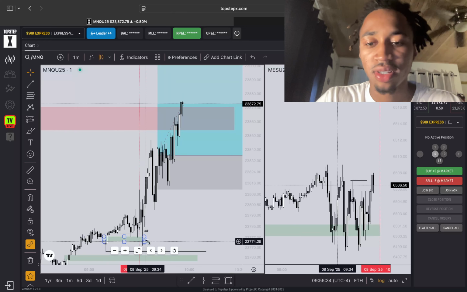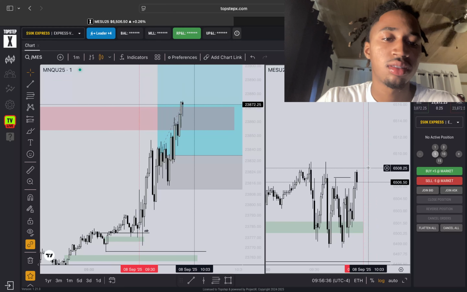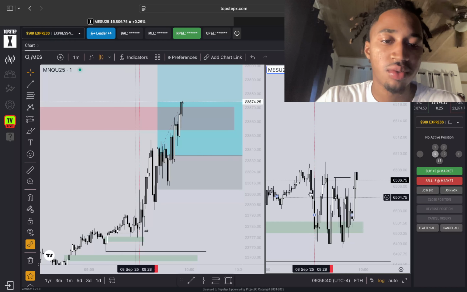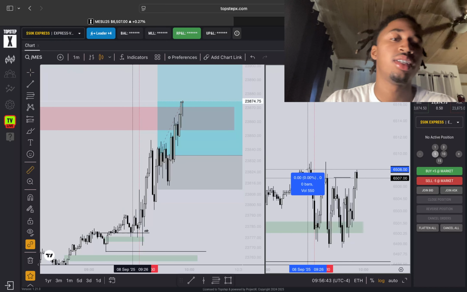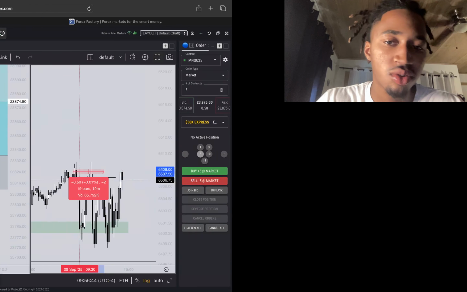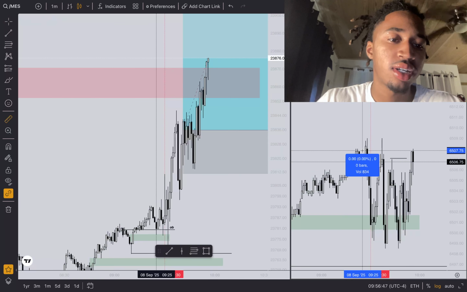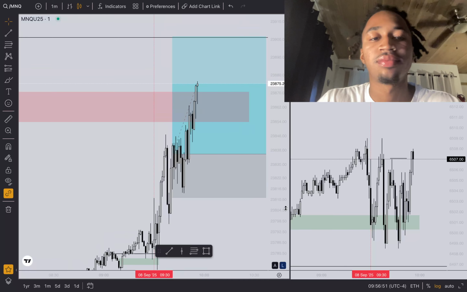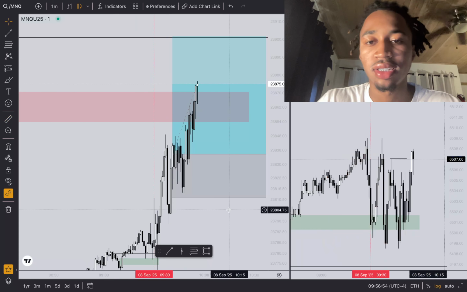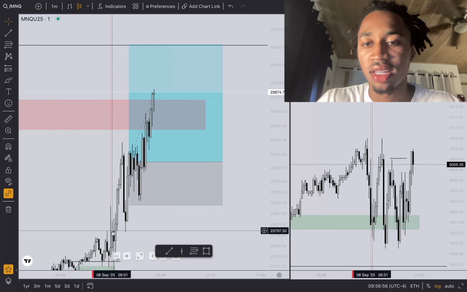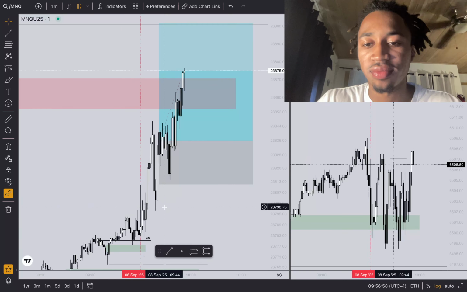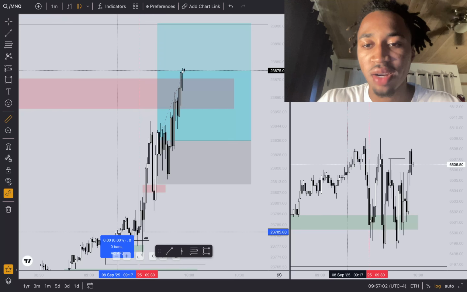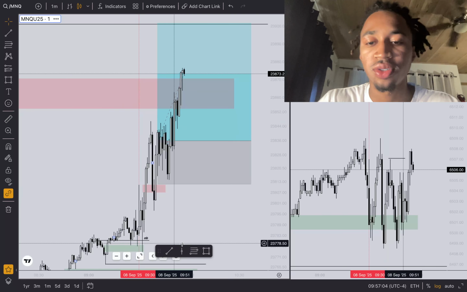So, market opens on ES. We get a rally lower on ES. On this pair, as you guys can see, market opens, we get a rally under, a move lower, I guess you could say. And then on NQ, we got a move higher, which wasn't an issue.